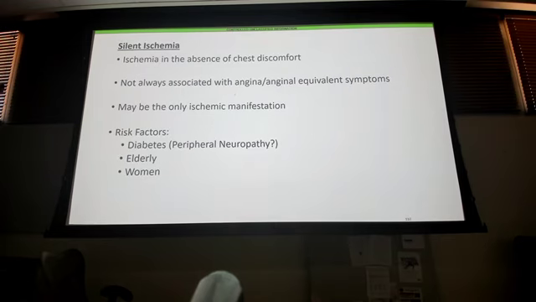Then we talked about silent ischemia, which is going to be a difficult one to diagnose and manage because you may not know that this is going on, because they're not having the typical chest pain associated with this. So they may not come in until it's too late. Risk factors for this include diabetics who already have other peripheral neuropathies, elderly patients, and females, who are more at risk of having silent ischemia than their male counterparts.